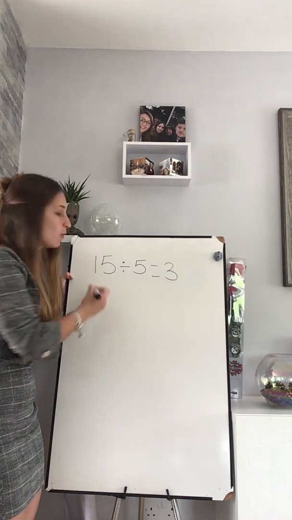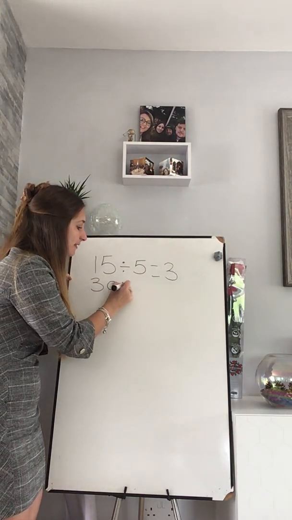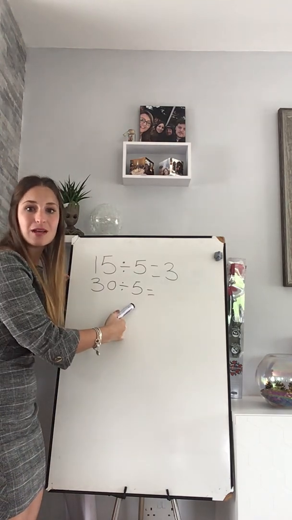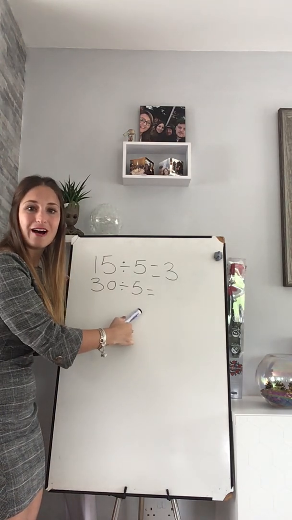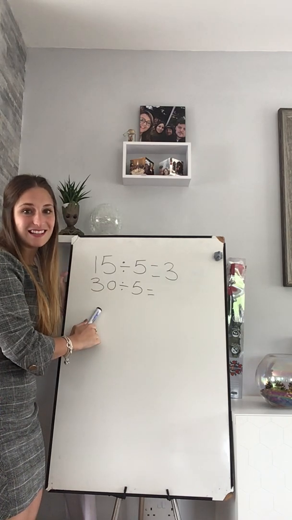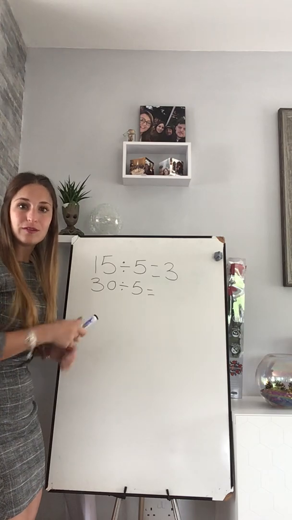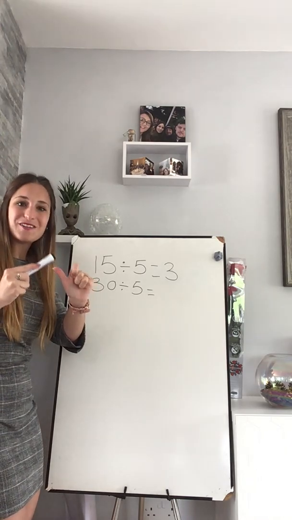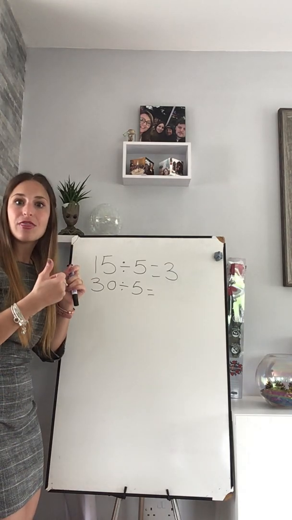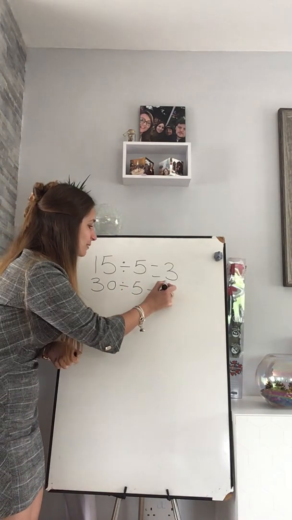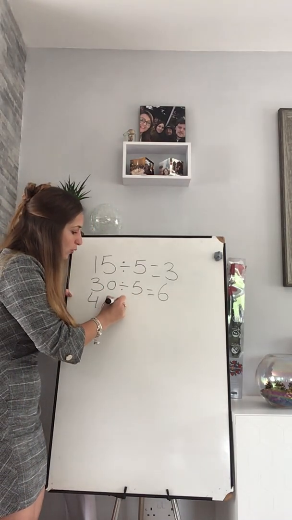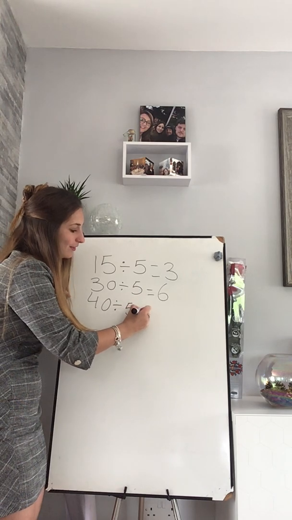Okay, your next one was 30 divided by 5. Again, on my 5 timetable, what number times 5 is 30? Or how many 5s are in 30? How many times do I need to count in 5 to get to 30? Let's see. 5, 10, 15, 20, 25, 30. 6. Well done.